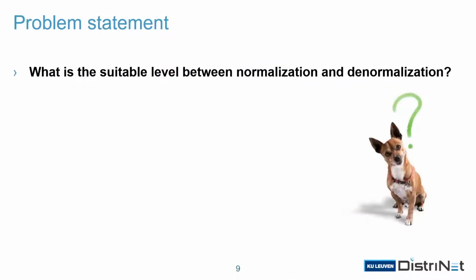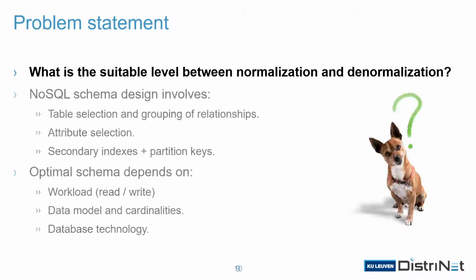So what exactly is the suitable level between normalization and denormalization? Well, a good schema involves choosing which information to group together, which entities and which relationships, and which attributes to select at each step, but also where to place indexes and partition keys. And while the solutions are vast, the ideal solution ultimately depends on your specific use case, your workload, your read operations, your write operations, and also importantly, how your data model looks. So there's a lot of factors to take in. So it boils down to the fact that it's tremendously complex to manually choose the most ideal schema for your use case.